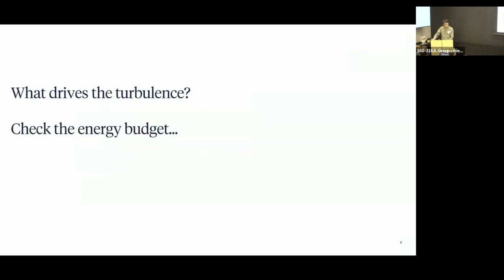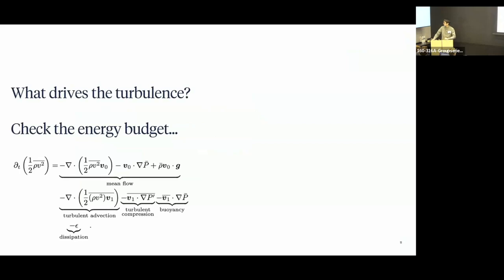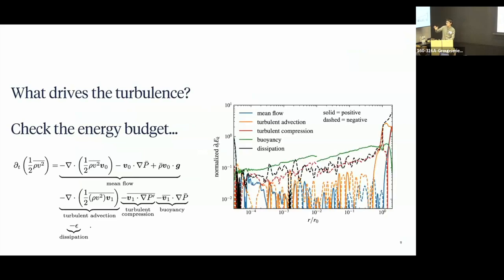at the energy budget. If you do some math, you will see that the rate of change of the kinetic energy, you can decompose into different terms. You don't have to memorize the expressions here. It's no longer your graduate school fluid dynamics class. But the idea is just that you can do this decomposition and you can measure each individual term in the simulation.